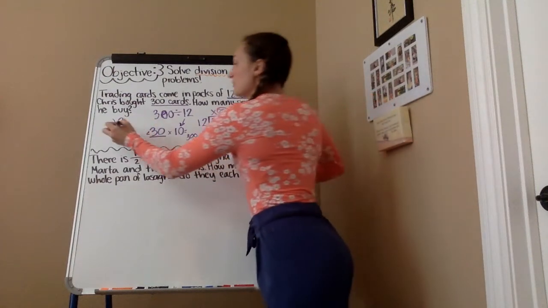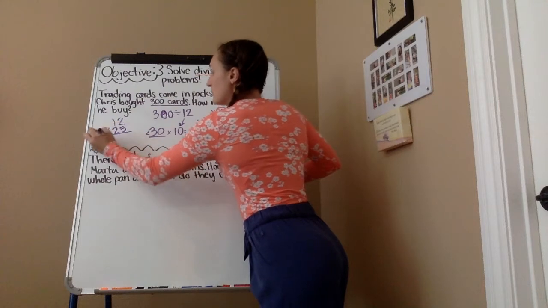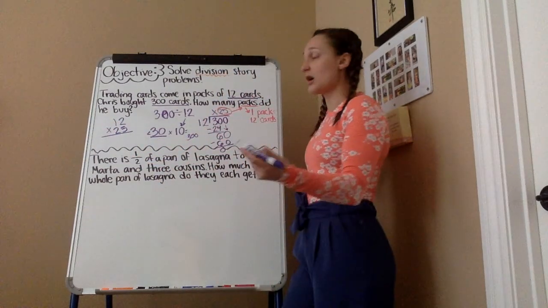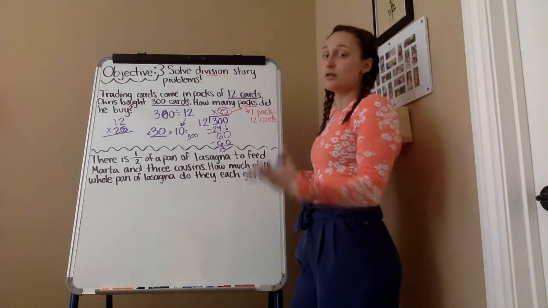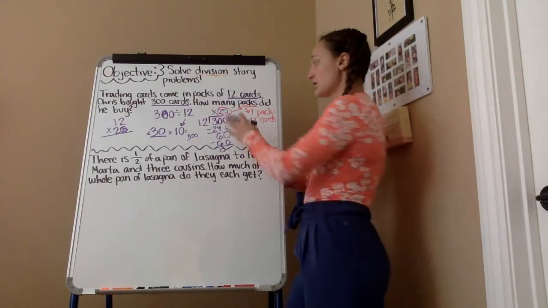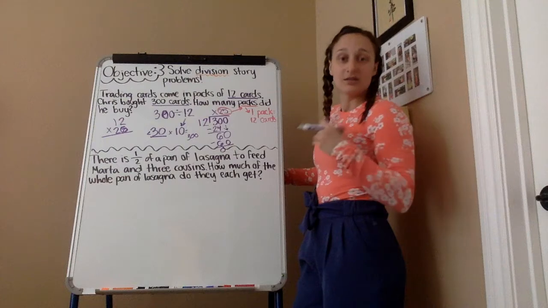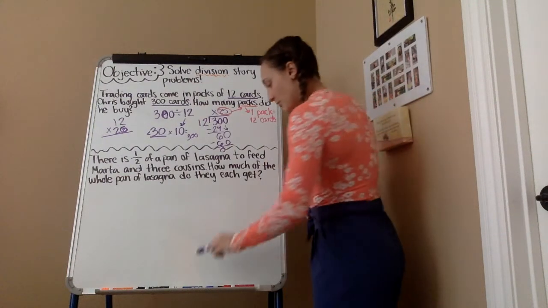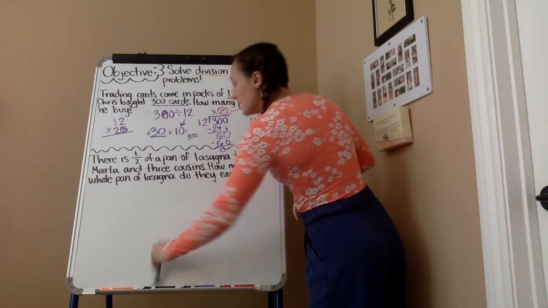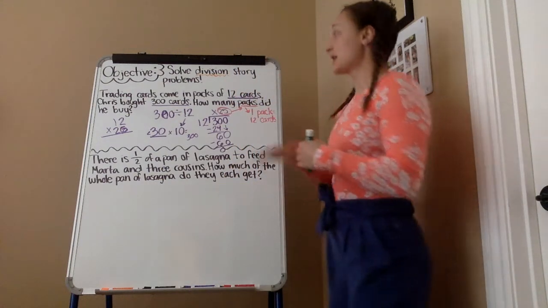I just happened to guess on the first try. Maybe you try a couple things first. Let's say you tried 26 first, and it was too high. Then you go down to 25, and eventually it'll get you to 25. And then we have our next problem down here, which involves fractions. And again, this is division.